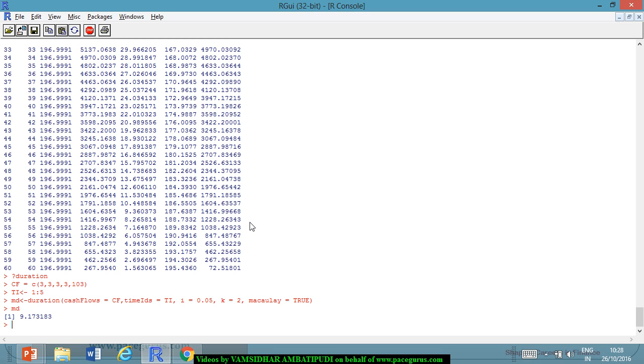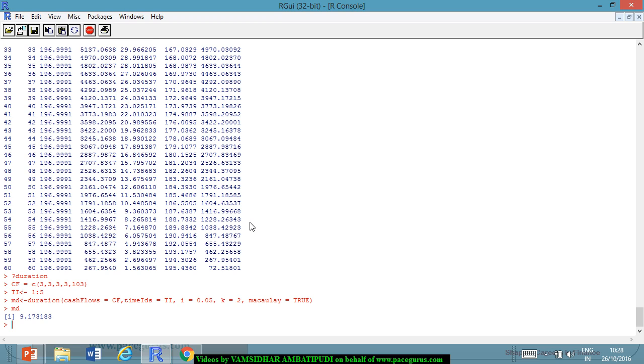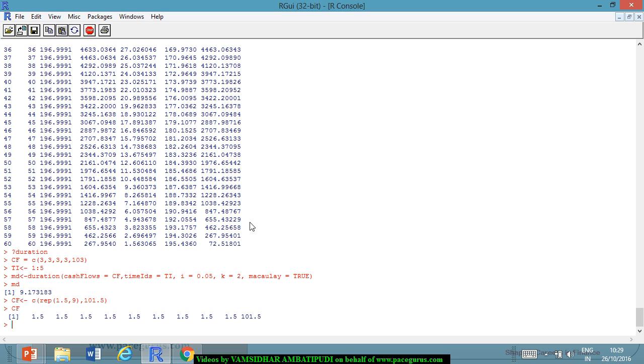Cash flows are this. Oh, I have to specify the cash flows for each of the periods separately, it looks like. So basically, let me change the cash flows now. So it is 1.5 in each of the periods. So let me call it rep 1.5 9 times, and along with that let me call 101.5. So these are the CFs. So let me see what the CFs are. Yeah, this is how we are getting.